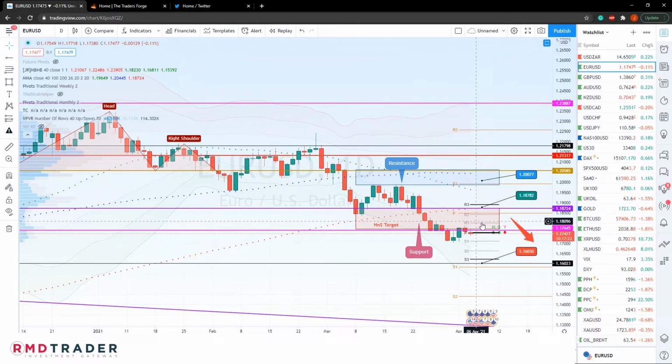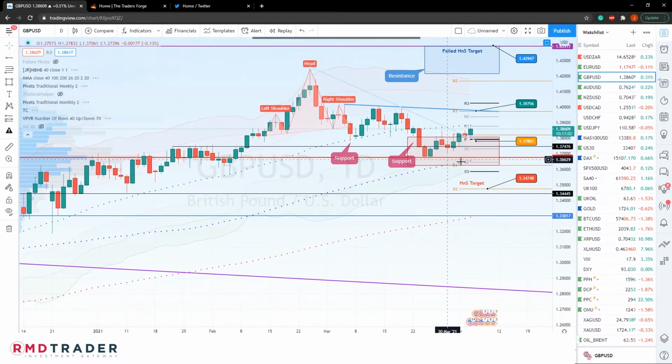However, if price can move higher and take out the lows from last week, I suspect we will see a retest of the daily 200 SMA near 1.187, with a break above that level seeing price move into this resistance zone between the 50 and 100 SMAs near 1.200.